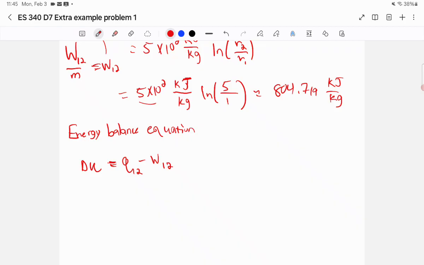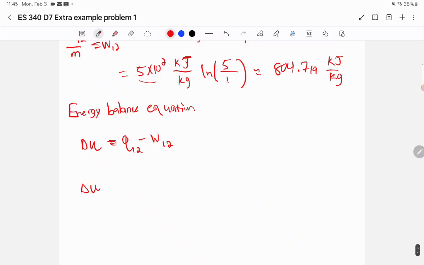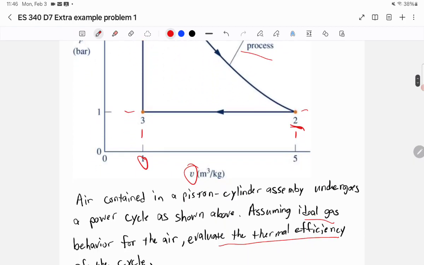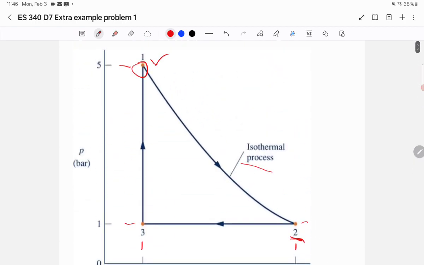but there is no change in internal energy. There was nothing given in the problem that would indicate that there was any change in internal energy. So we know delta U is equal to 0, which just implies that Q1 to 2 is equal to W1 to 2, lowercase, and that's equal to 804.719 kilojoules per kilogram. Right? If I scroll up here, there's no indication of any delta U, which they would give sometimes, but there's no indication there that there is any delta U in this case.